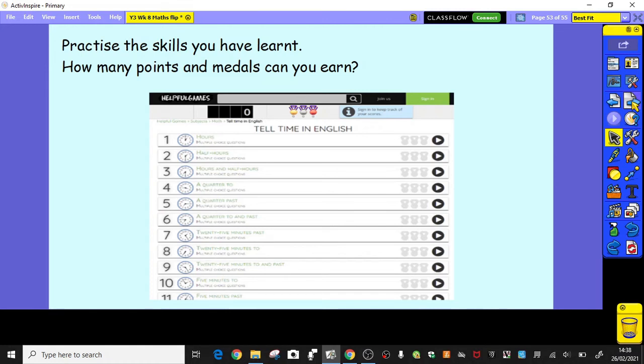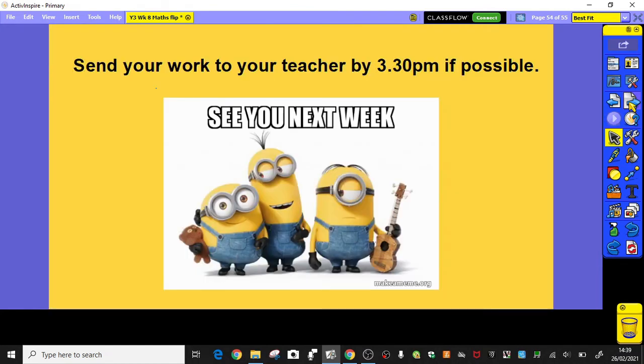You can start at different levels, start at the level that you choose, but I want to see how many points and medals you can earn by getting the answers correct. So have a go at practicing your skills, telling your time on that web page, and don't forget to let your teachers know how you got on. If you can, let us know by 3:30.